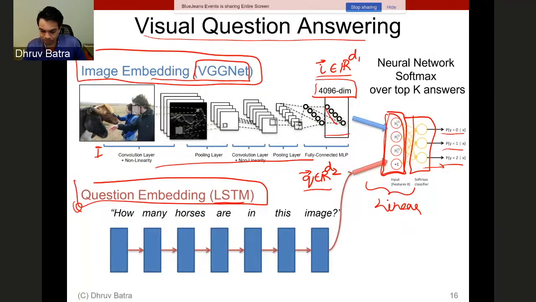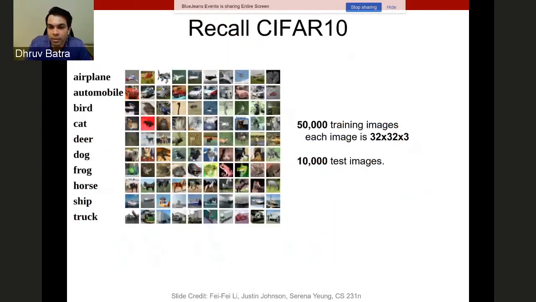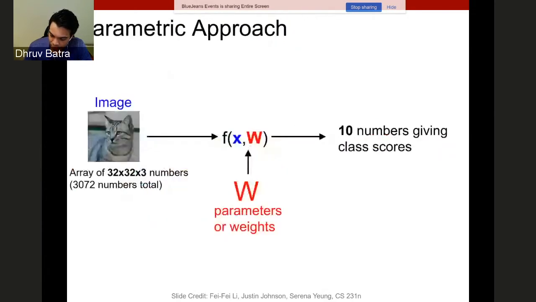Okay, so let's start making this concrete. We are going to again pick up our data set CIFAR10. There are 50,000 training images. Each image is 32 by 32 by 3. There are 10,000 test images. Here are the 10 categories. Last time with nearest neighbor, we had said we're just going to not do any learning. This time we're going to explicitly define a parametric family.